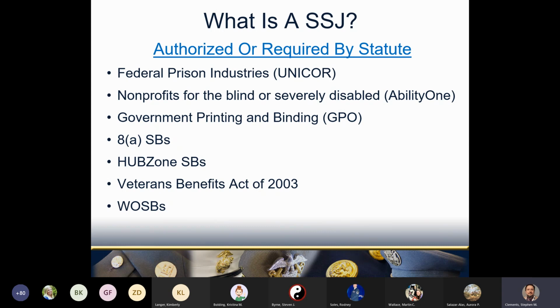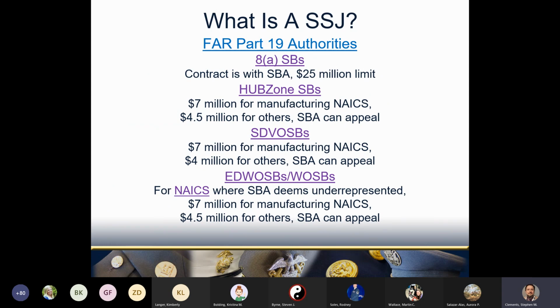Each covers a different type of small business socioeconomic category. And here we have language from FAR Part 19 that goes into the specifics of what those four are and how to use them. 8(a) small businesses are SBs that SBA has accepted into a type of development program led by SBA. The FAR gives us authority to sole source with 8(a)s up to an incredible amount of money. As you can see on the slide, that $25 million limit, that's multiple times higher than any other small business sole source authority we have.